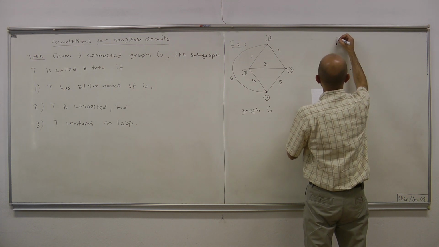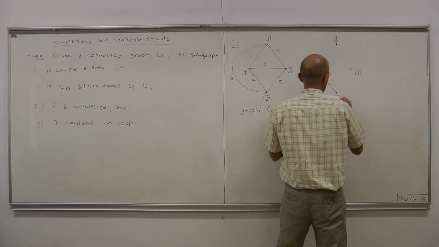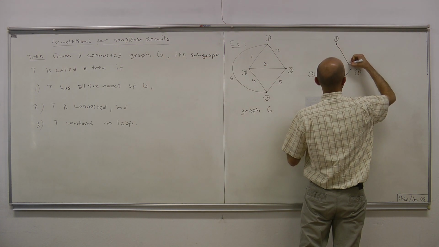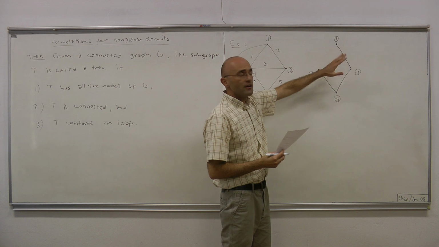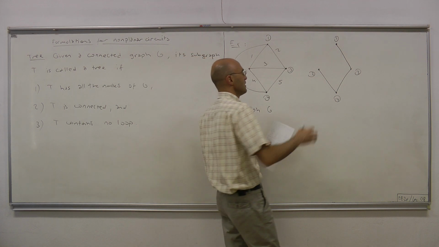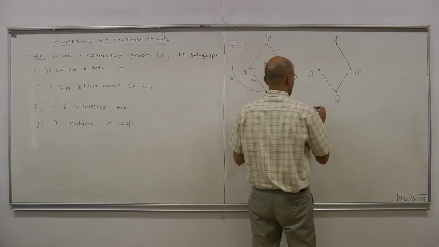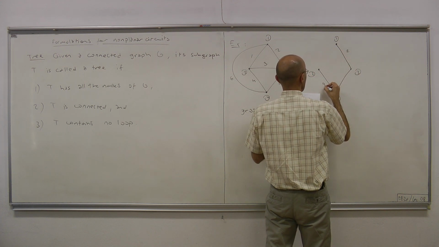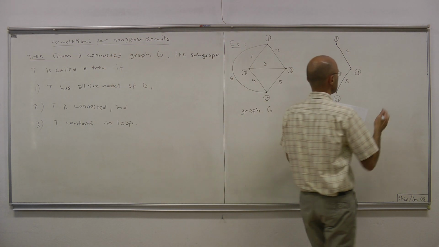Okay, first of all, it must contain all the nodes. 1, 2, 3, 4. All the nodes must be here, and it must contain some of the branches in such a way that the subgraph is connected, and also it does not contain any loops. Now, clearly, this is a connected subgraph, and it contains no loops. Therefore, this is a tree. We can call it a tree, T1. So what we have is 2, 4, and 5 as branches.